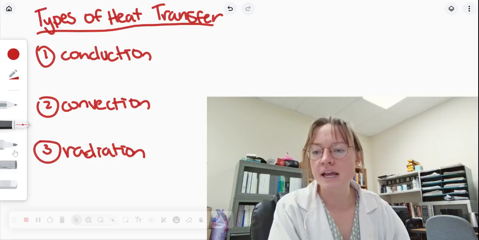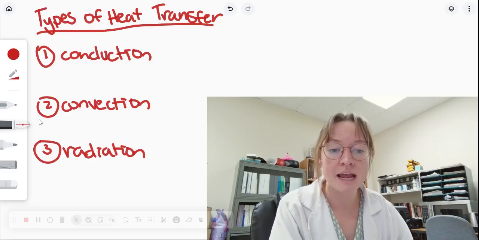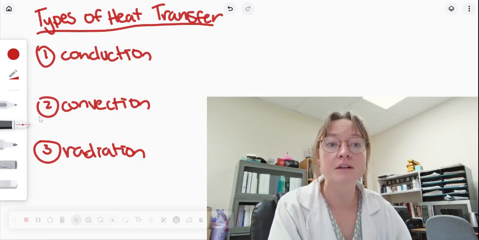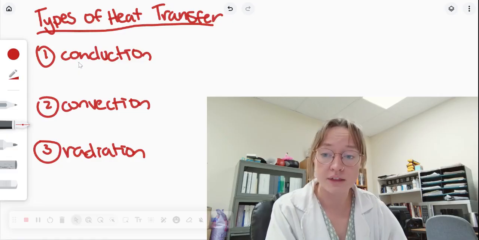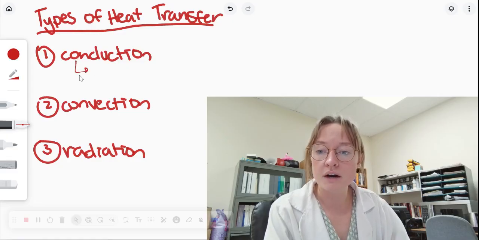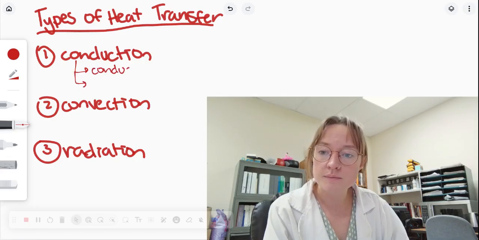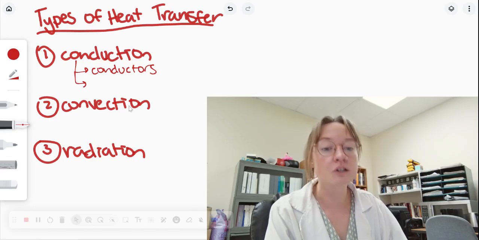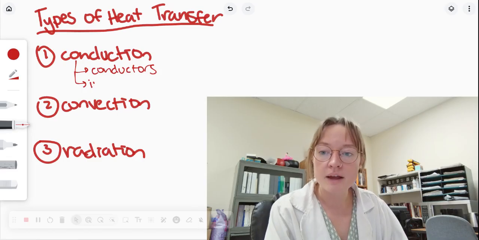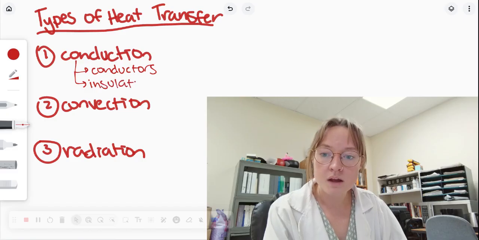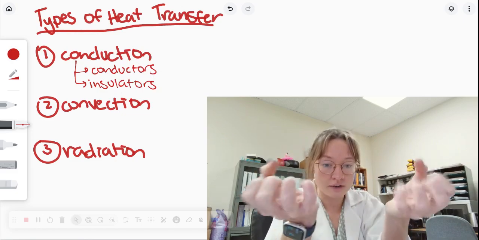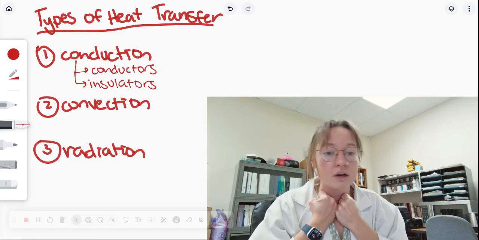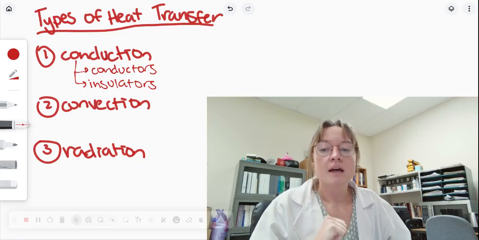Not all things transfer heat with the same level of goodness. Not all things are as good at transferring heat as all other things. We say that there are two types of materials in the world. We have conductors, which are very, very good at transferring heat both ways, and we have insulators, which are not very good at transferring heat. Conductors are very good at giving heat. They're also very good at receiving heat. Insulators are not good at giving or receiving heat.